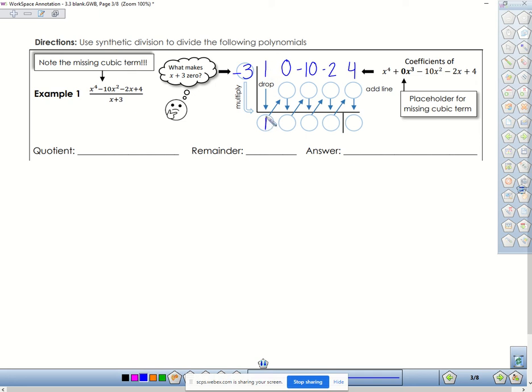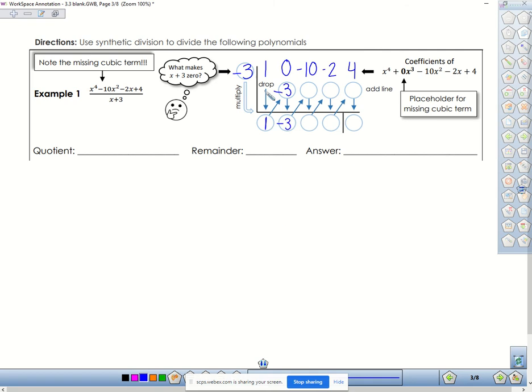down. You don't do anything with it, you just drop it down outside here, okay? Once you drop down that term, you're then going to multiply what you brought down times your divisor here. What's negative 3 times 1? Negative 3, that's what goes in this circle right here. Then, instead of like long division, instead of subtracting, you actually are going to add these. You're going to combine these terms vertically. So what's 0 plus a negative 3? Negative 3 goes right here.